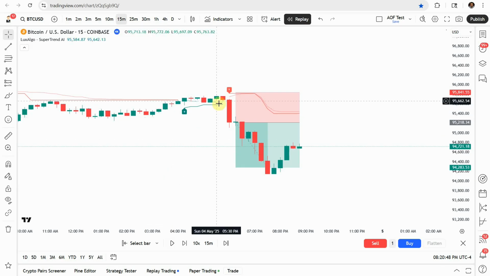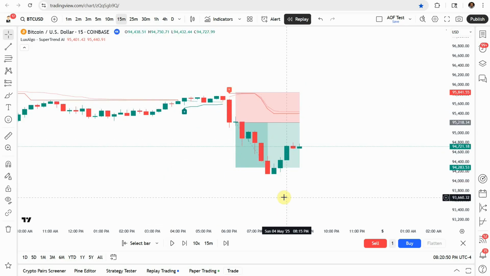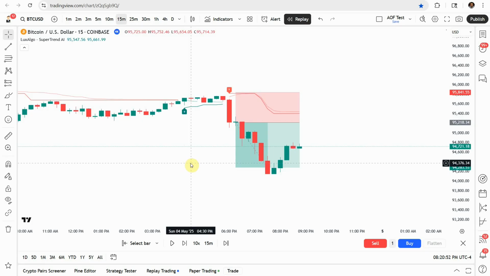And this one here just makes a really quick dive to the downside, getting us to our take profit once again. Alright, so that puts us at the end of the testing right there.